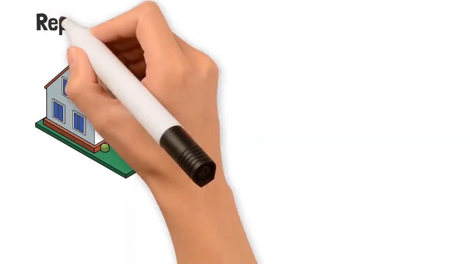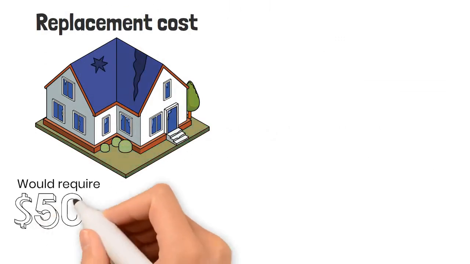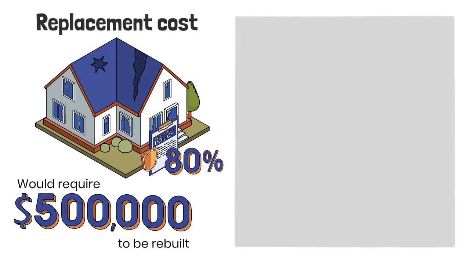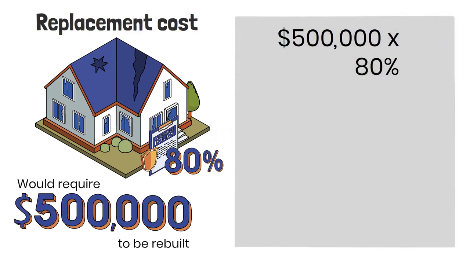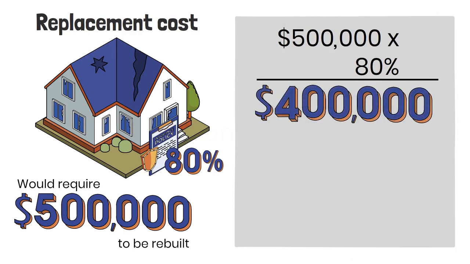Example 1. First, let's consider a home which is insured for replacement cost. Our home in this example, if totally destroyed, would require $500,000 to be rebuilt. Our policy contains an 80% coinsurance clause, meaning the home must be insured to at least 80% of the full replacement value in order to avoid coinsurance. To get the minimum required limit, you would take $500,000 times 80% for a total of $400,000. Insuring to anything less than $400,000 will trigger coinsurance.